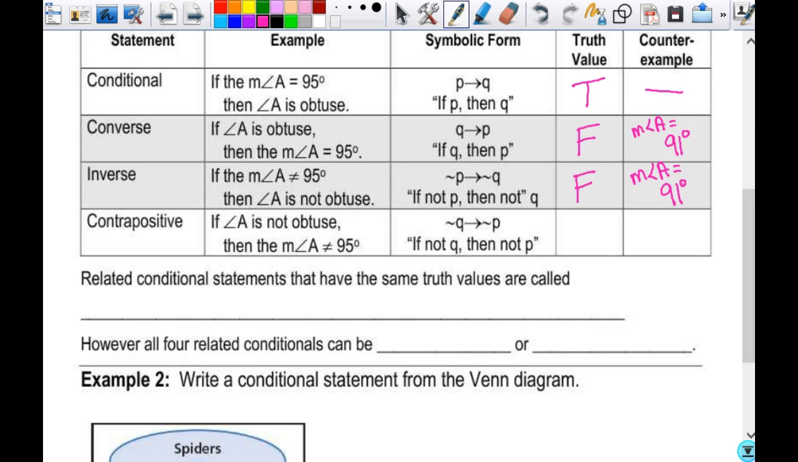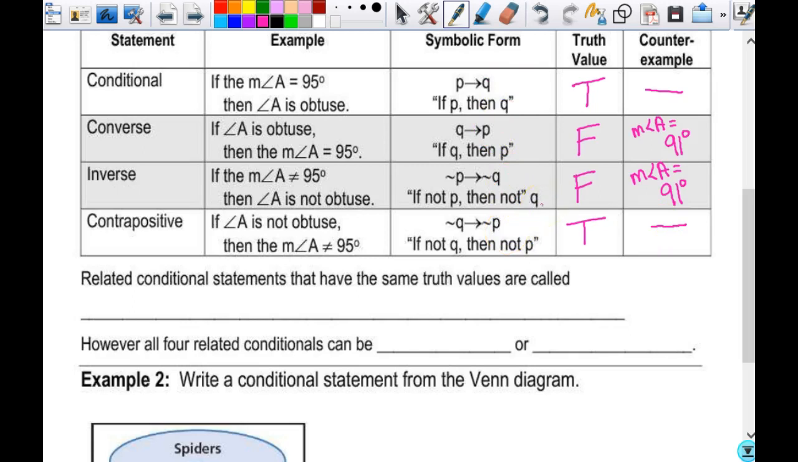But what do you think about this one? True or false? True. True? Because if it's not obtuse, okay, if it's not obtuse, that means it cannot be between 90 and 180. So if I know for sure it's not between 90 and 180, then it's not 95 degrees. Does that make sense to you? So this is true. Okay. And then this gives you an example of the symbolic form and then what you would actually say there.